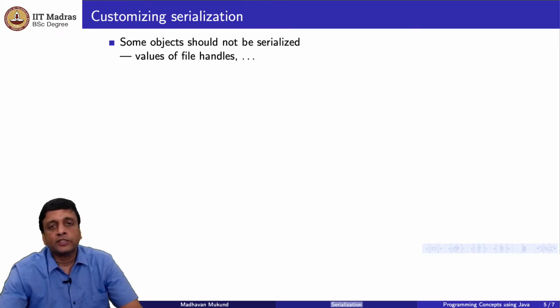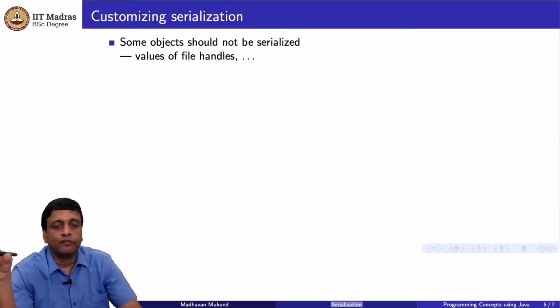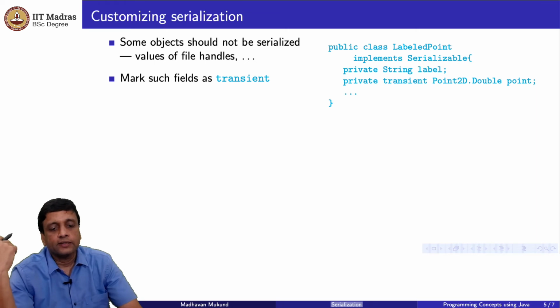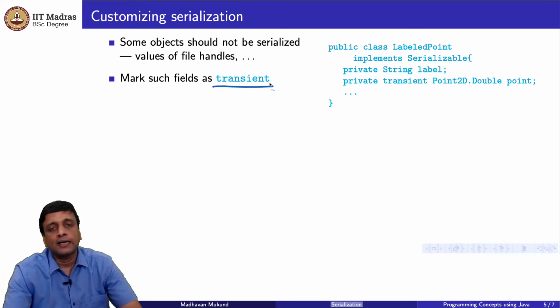Some objects should not be serialized. Supposing as a part of the runtime, you have associated something connected to a file. Now when you reconstruct the object, that file may or may not exist. So this connection to the file, like a file handle, is not something that should be restored. So how do you control this, right? You can mark some fields as transient.